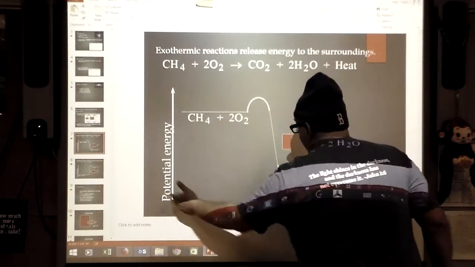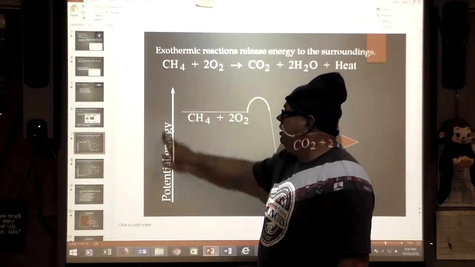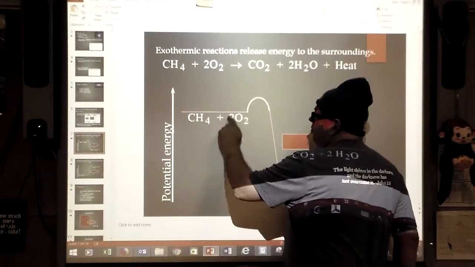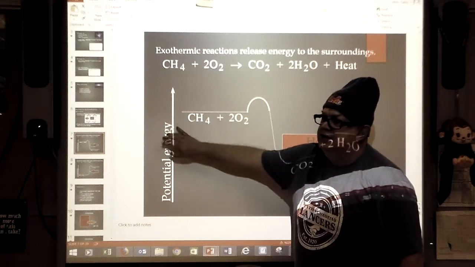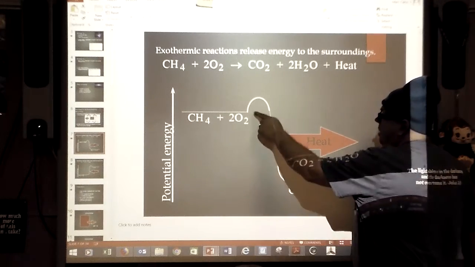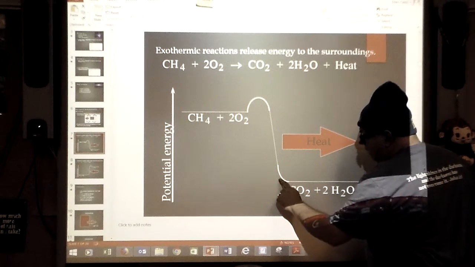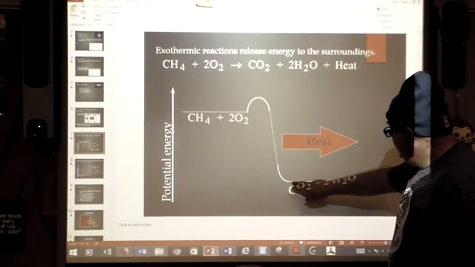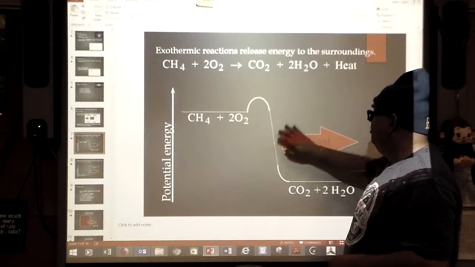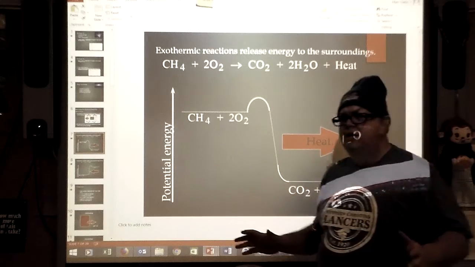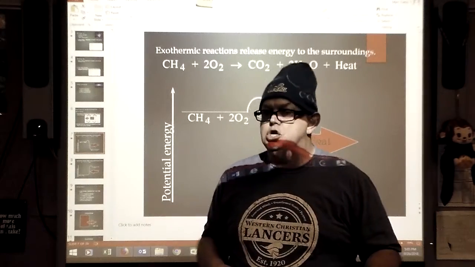So here you see a graph, and right now we're just looking at potential energy. Here's CH4 plus 2O2. This is what we have here. This is our reactants. This is what we're starting with. Now, you may notice there's a bit of a hump here. And then you see it going down like a roller coaster at Magic Mountain. And then at the bottom here, we end up with CO2 plus H2O. And then here we got a bunch of heat. What is up with this? This is looking at the process of an exothermic reaction.